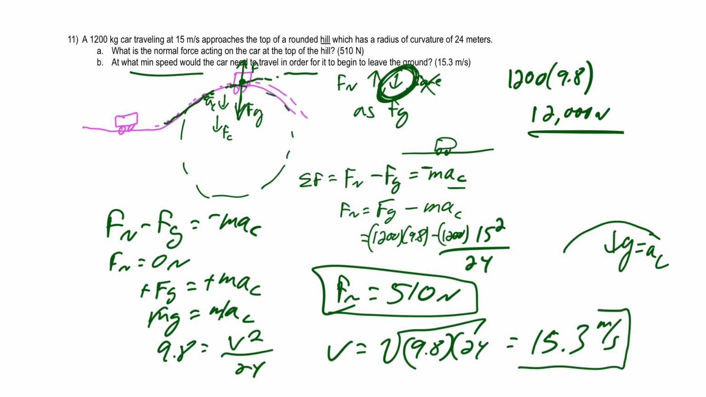I guess that's why the normal force was so small, huh? 15.3, you leave the surface, and we were traveling 15. So we were just right on the edge of jumping that track.